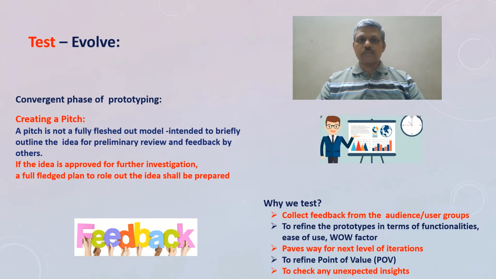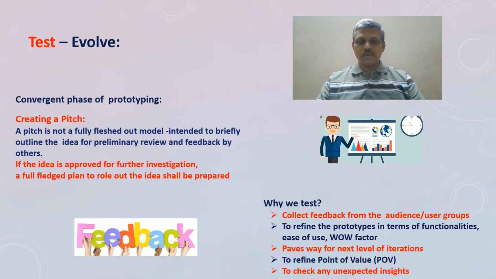So we should increase the point of value of that prototype or the idea, and check the unexpected insights. During this process of testing the prototype with the user groups, sometimes we may come up with unexpected turns, unexpected observations, because we may think certain issues are important while building the prototype, but once it is shown to the user groups, users may feel certain other aspects are more interesting. So we need to focus on that. Unexpected turns will be there. We need to be very attentive to catch those unexpected turns.